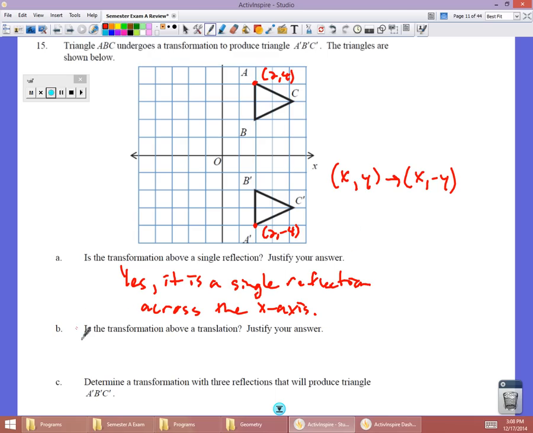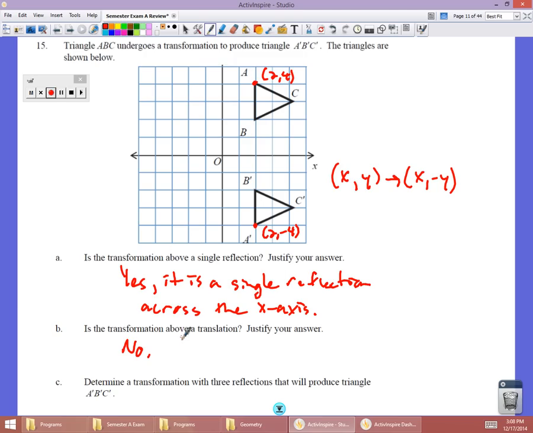Okay, in B it says, is the transformation above a translation? And the answer to this question is no, and the reason for this is because in a translation we're simply moving the shape, and there's no translation we could do in order to move this where we would want to move it to. So for instance, A, you would have to move down 8 units, but for B you would only be moving down 4 units.